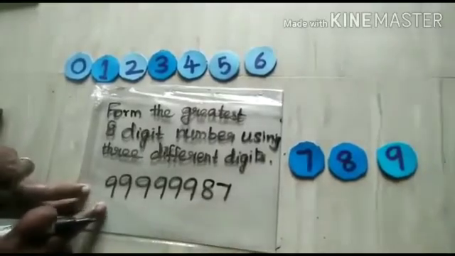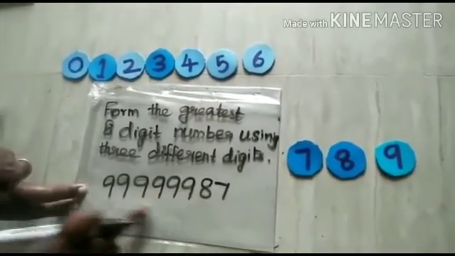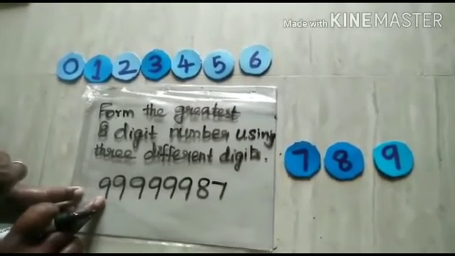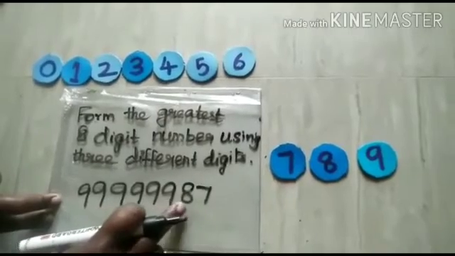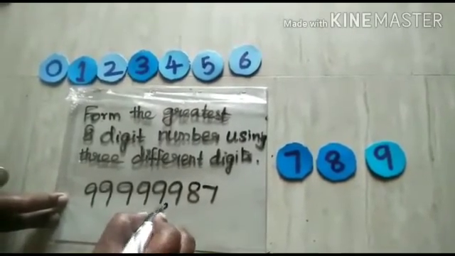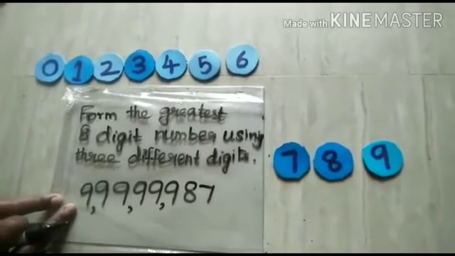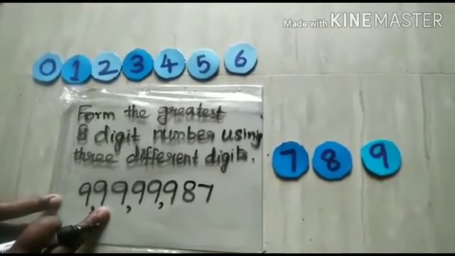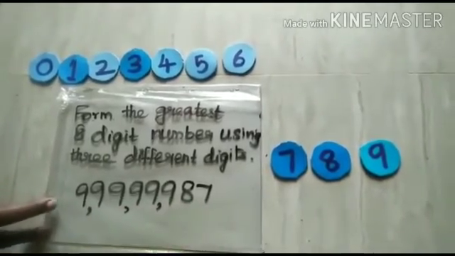Got it? So I have written 9 and I have included 8 and 7 also. Can you count this? How many digits are there? 1, 2, 3, 4, 5, 6, 7, 8. So now you place the commas. Now you read the number. 9 crore 99 lakh 99,987.